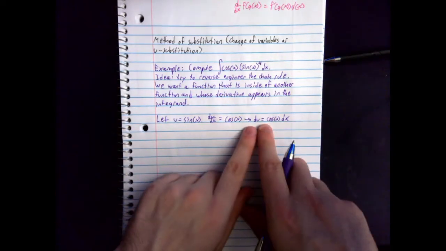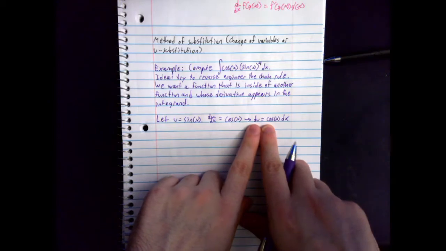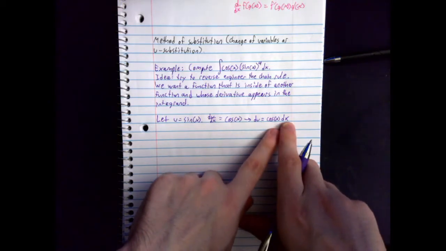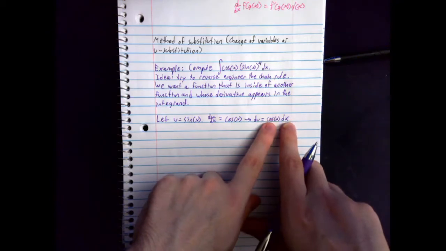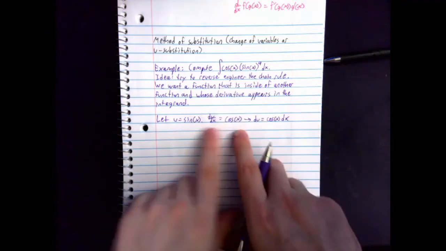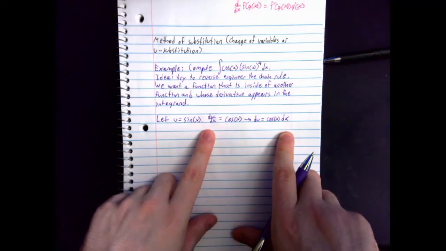So I've computed my new differential with respect to x, so du is equal to cosine of x dx. Well, now I just take my integral and I rewrite it in terms of all of these new symbols that I've written down.